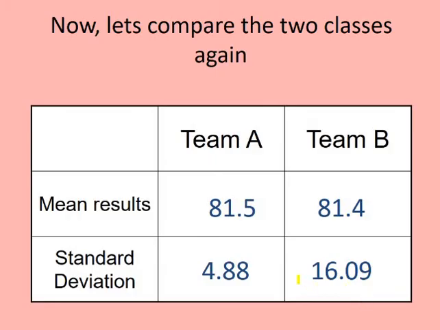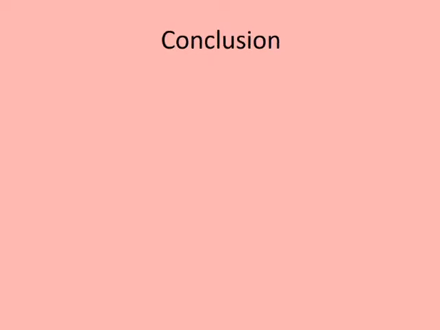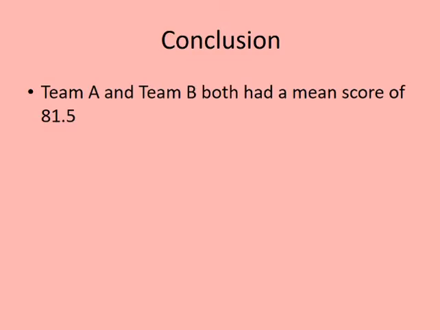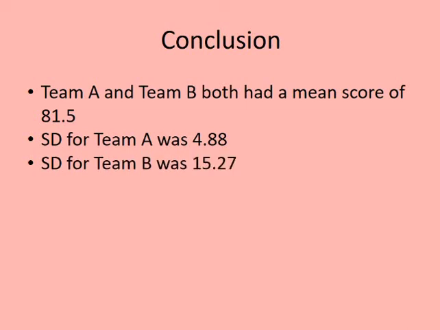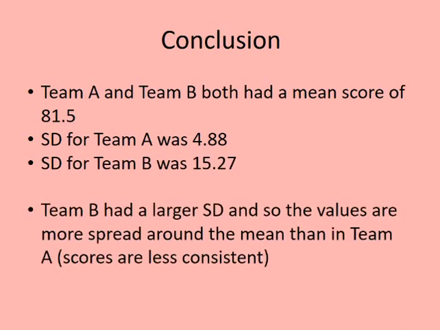Now that means that there is a lot more spread of data in Team B. That means that there's a lot more data that's close together, closer to the mean, in Team A. So both Team A and Team B had a mean score of about 81.5, but the standard deviation for Team A was smaller than the standard deviation for Team B. And because Team B had a larger standard deviation, the values must be more spread around the mean. So the scores are less consistent.